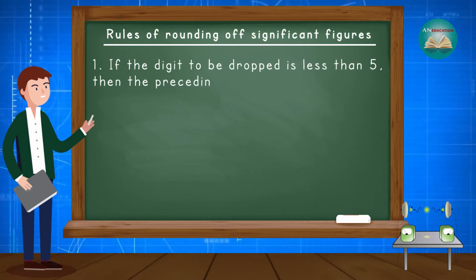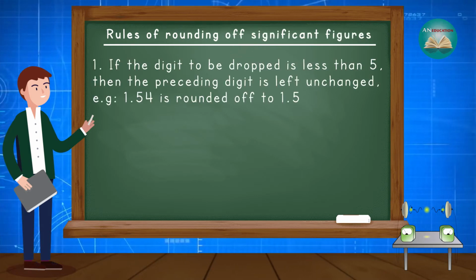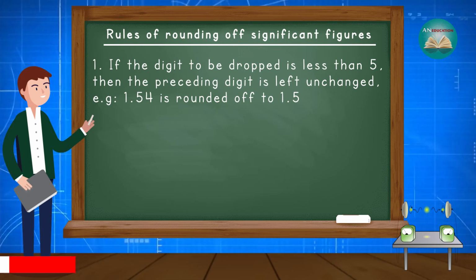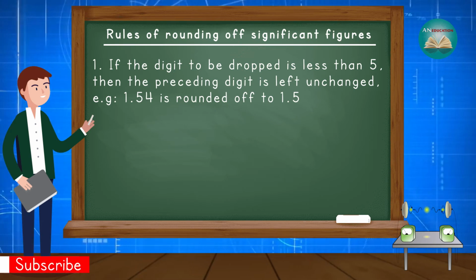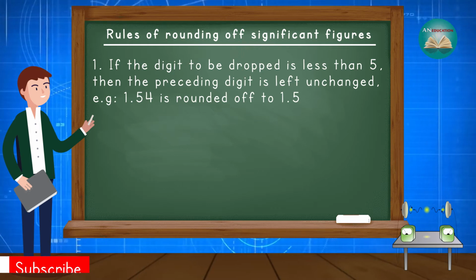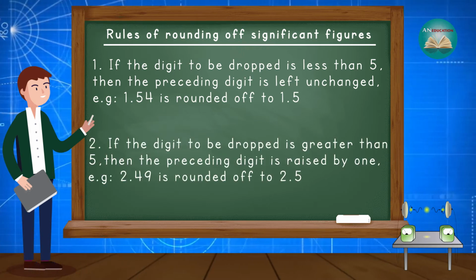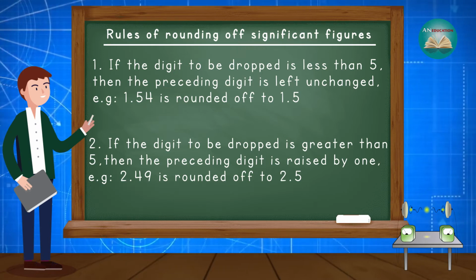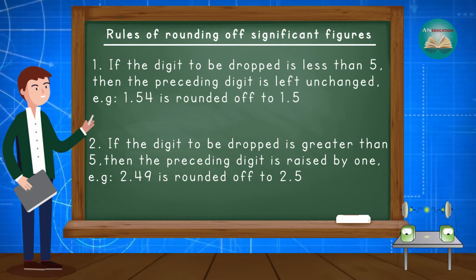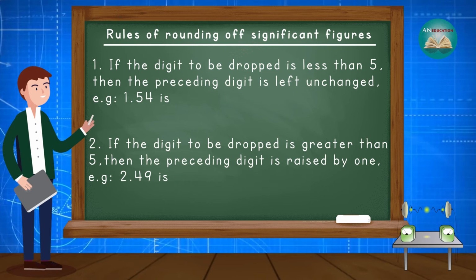First rule is that if the digit to be dropped is less than 5, then the preceding digit is left unchanged. Example, 1.54 is rounded off to 1.5. Second, if the digit to be dropped is greater than 5, then the preceding digit is raised by 1. Example, 2.49 is rounded off to 2.5.